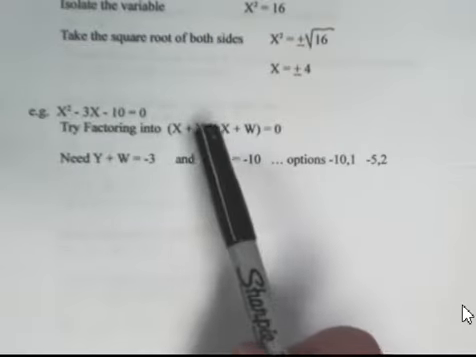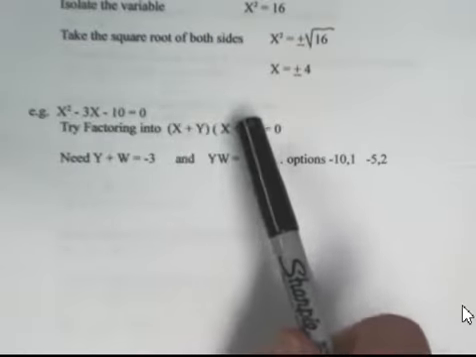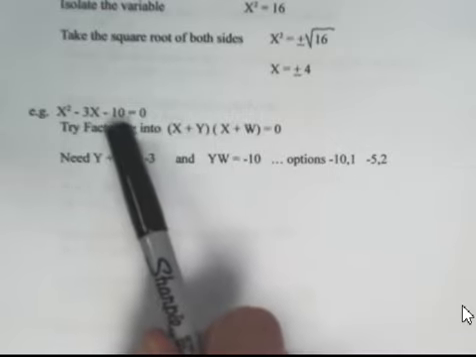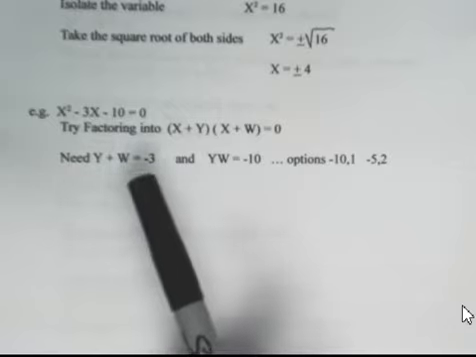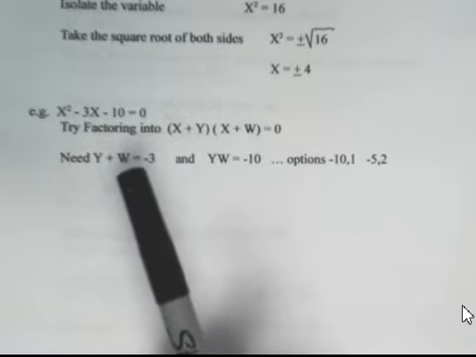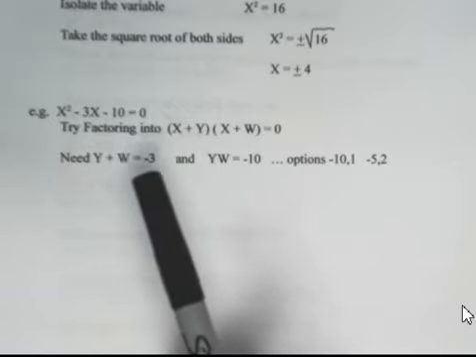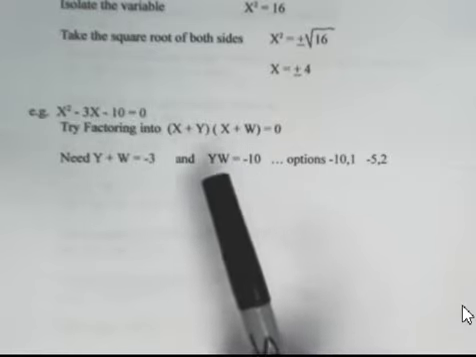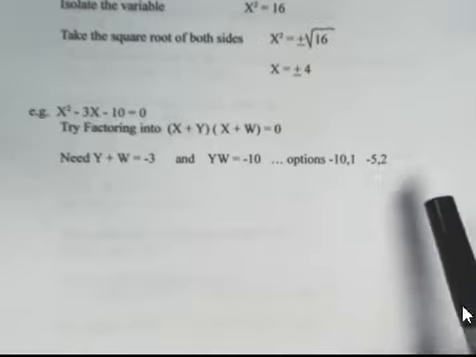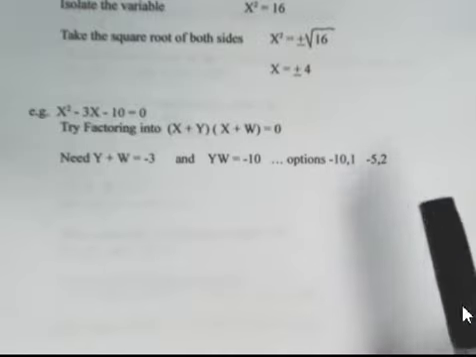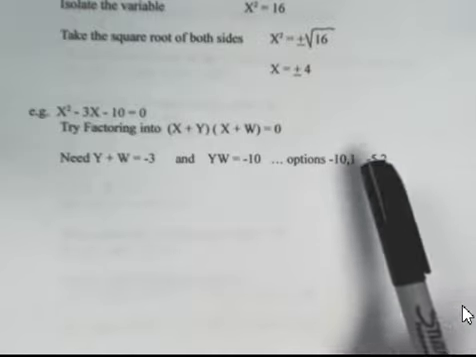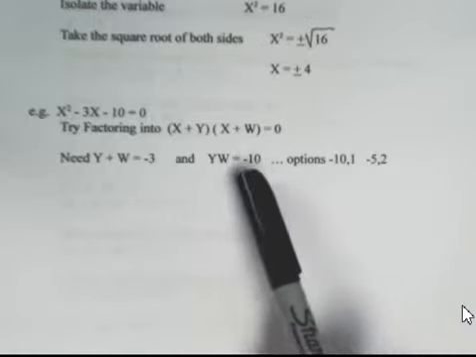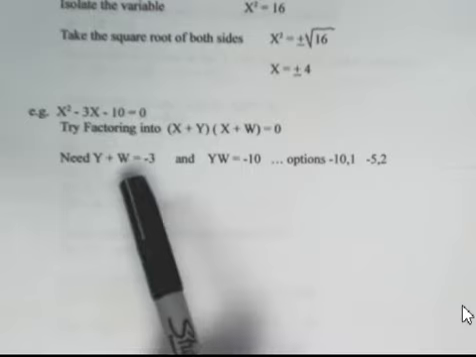And then continuing, there would be a y times w term, and the y times w have to generate minus 10. So turn on your imagination. Can you think of two numbers that add to give minus 3 and multiply to give minus 10? Well, we need opposite signs on them. Minus 10 and 1 would be a possibility for the minus 10, and minus 5 and plus 2 would give us minus 10, but this is the choice that produces the minus 3.